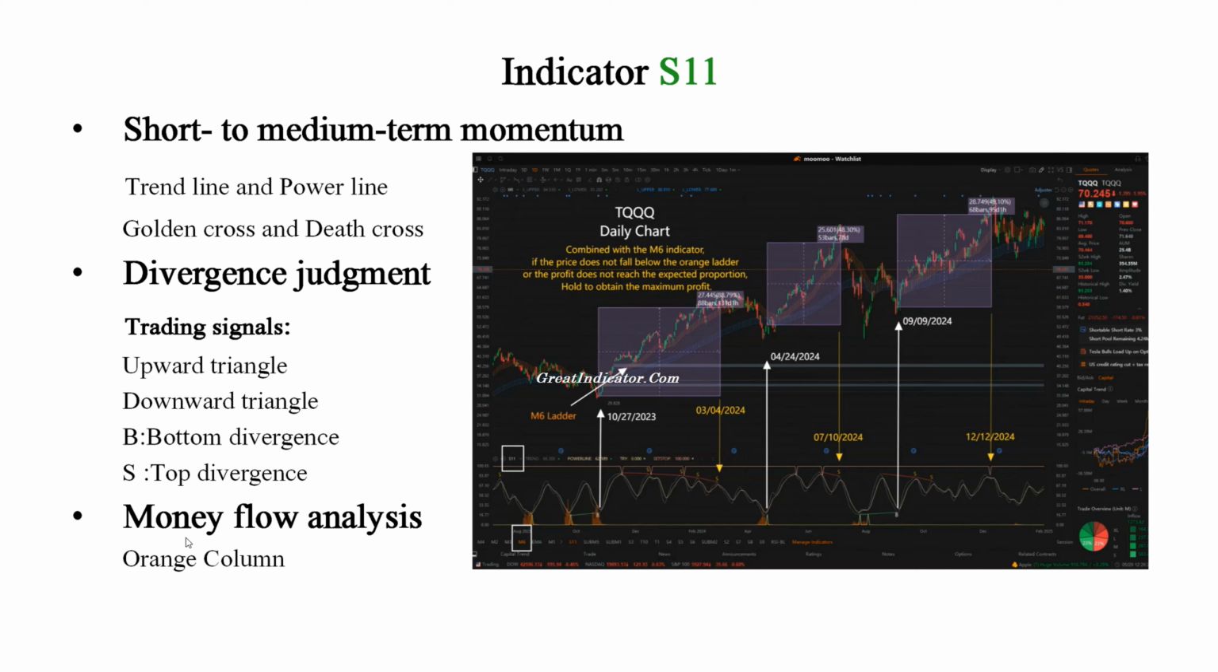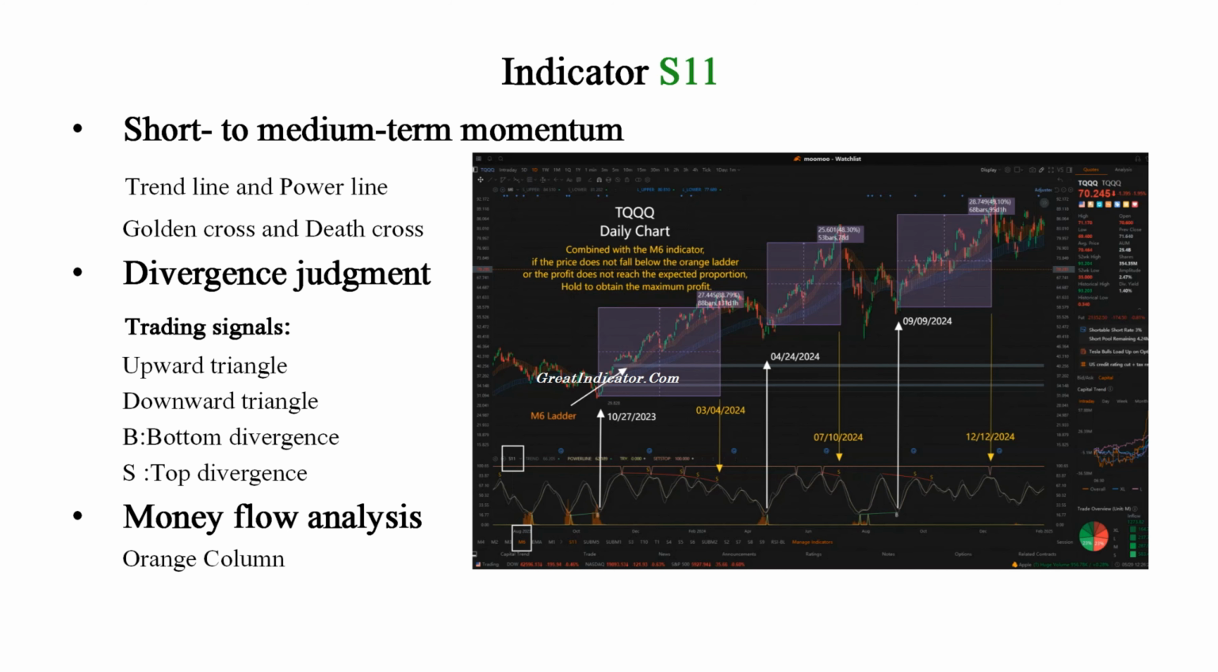So the third part is the analysis of capital inflow. We use orange columns here to represent it. Whenever there is a large price decline, orange columns will appear, indicating the beginning of capital inflow.